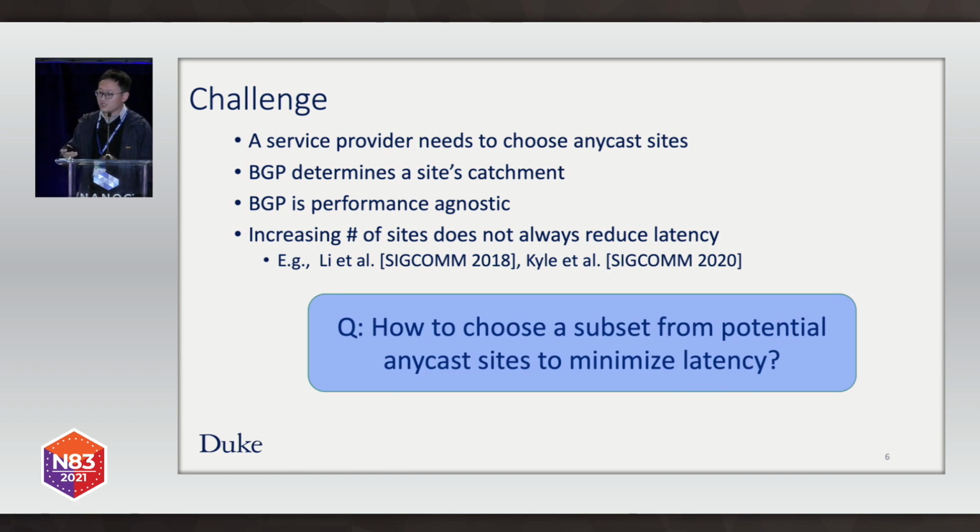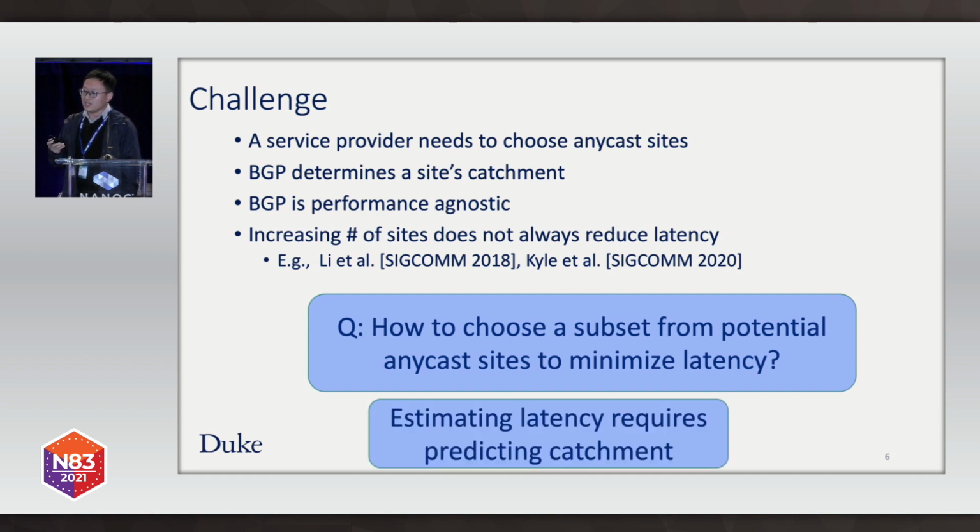So here comes the question. In order to optimize the performance of an Anycast cloud, we need to answer this question: how to choose a subset of sites from the potential Anycast sites to minimize the clients' latency? In order to do that, we first need to solve the problem of how to estimate latency, and that requires us to predict the catchment for the Anycast networks.